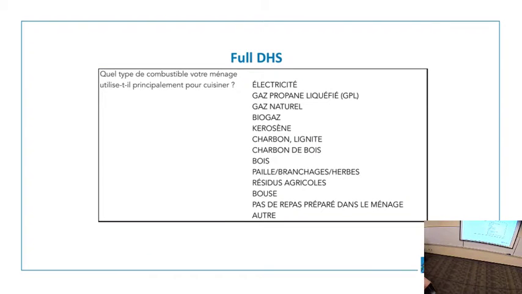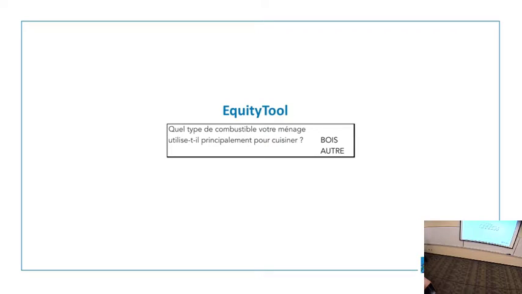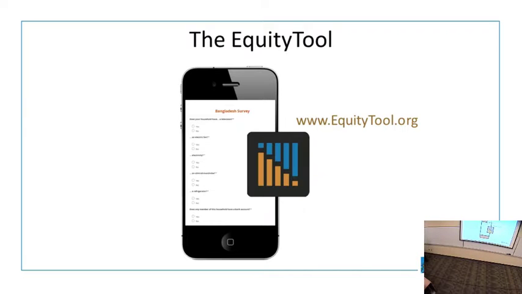So what that means is you're looking at a question in French from Benin about the type of cooking fuel you would use. This is what it looks like in the full DHS. And in our simplification, this is what it looks like. We're just asking wood or other, and that's enough that we can make these distinctions.